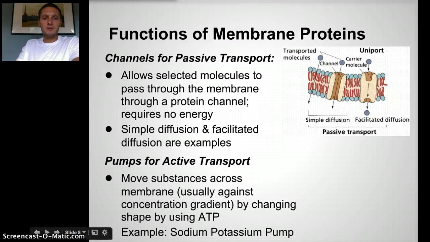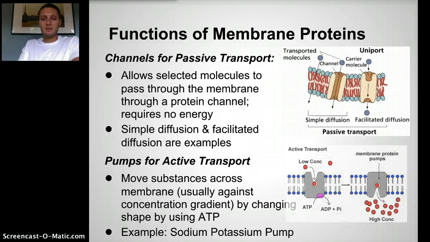Membrane proteins can also be used for active transport in that they can move substances across the membrane against the concentration gradient, by changing the shape through use of ATP. So again, we talked about ATP being that energy that cells use. Well, to pump something across the membrane requires ATP, and a great example of this is the sodium-potassium pump. And so we're moving something across the membrane, and it requires ATP. We're moving from an area of low concentration to high concentration, rather than from high concentration to low concentration as in passive transport.